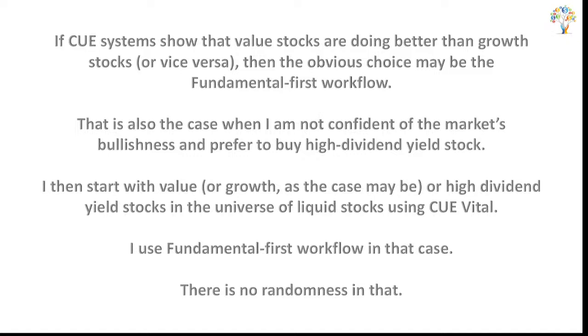That choice is also the case when I am not confident of the market's bullishness and prefer to buy high dividend yield stocks. I then start with value or growth, as the case may be, or high dividend yield stocks in the universe of liquid stocks using QVital. I use fundamental first workflow in that case. There is no randomness in that.